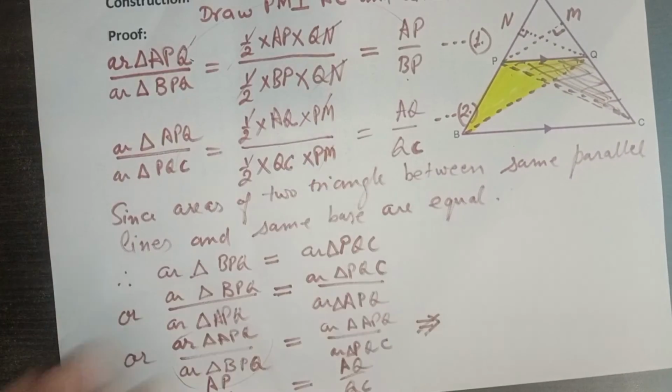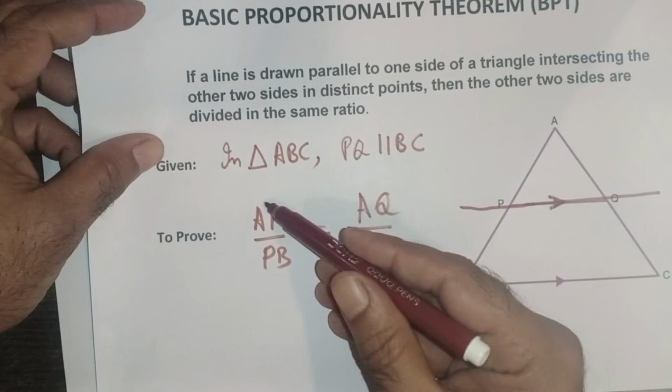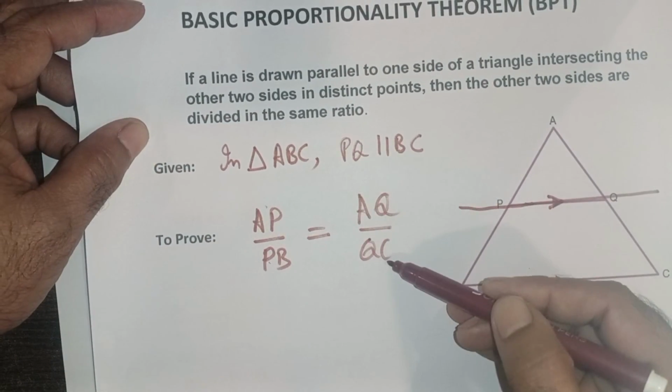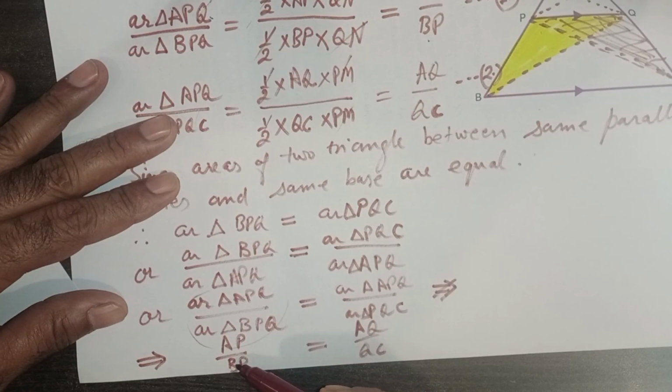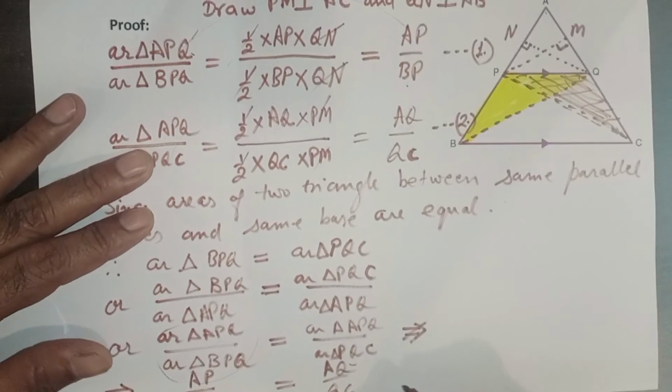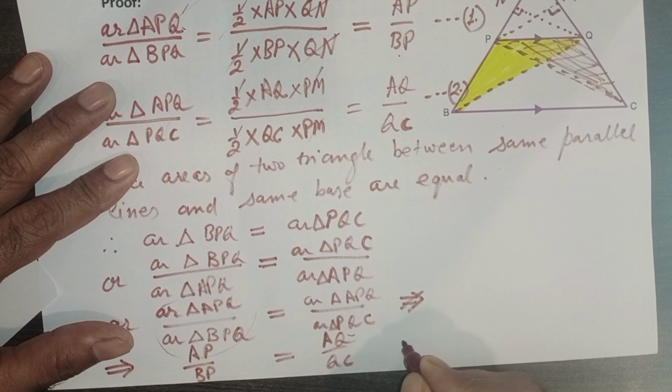And this was what we required. AP upon PB is equal to AQ upon QC. So we shall write in the end, hence proved.